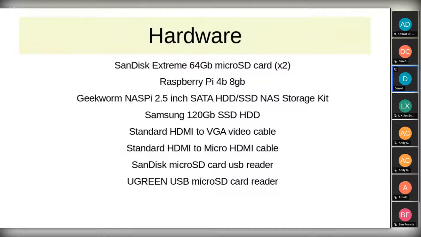And so this is the hardware I went out and bought. I got two of the 64 gig micro SD cards. I ended up with a Raspberry Pi 4B, 8 gigabytes. And in case you don't know, they're extremely hard to come by right now. The retail is $75. I had to pay the other side of $150 to get this one.